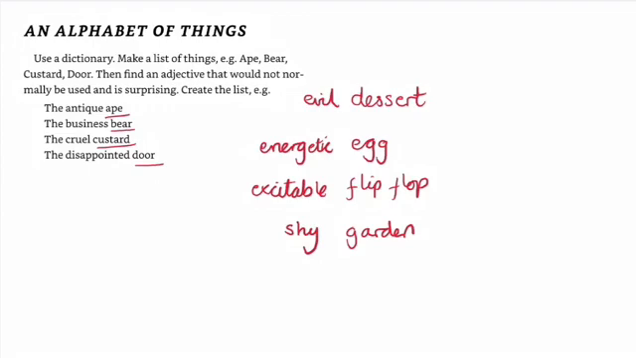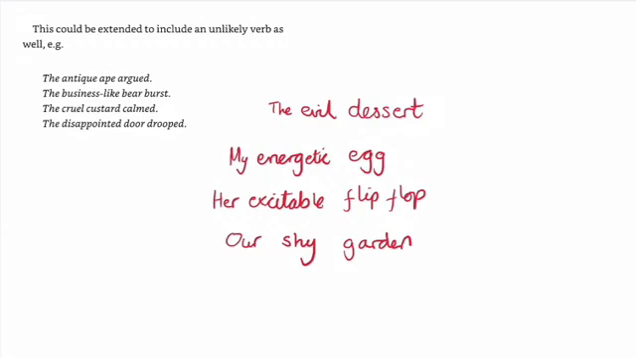Now all I need to do is add some determiners on the beginning just so they make sense. So I'm going to have the evil dessert, my energetic egg, her excitable flip-flop, and our shy garden. Now, that could be the stop point, and I think perhaps if you were younger that might be a good stopping point. That could just be a funny poem of things described in ways that they shouldn't be described. However, we can build on that and paste it in there.